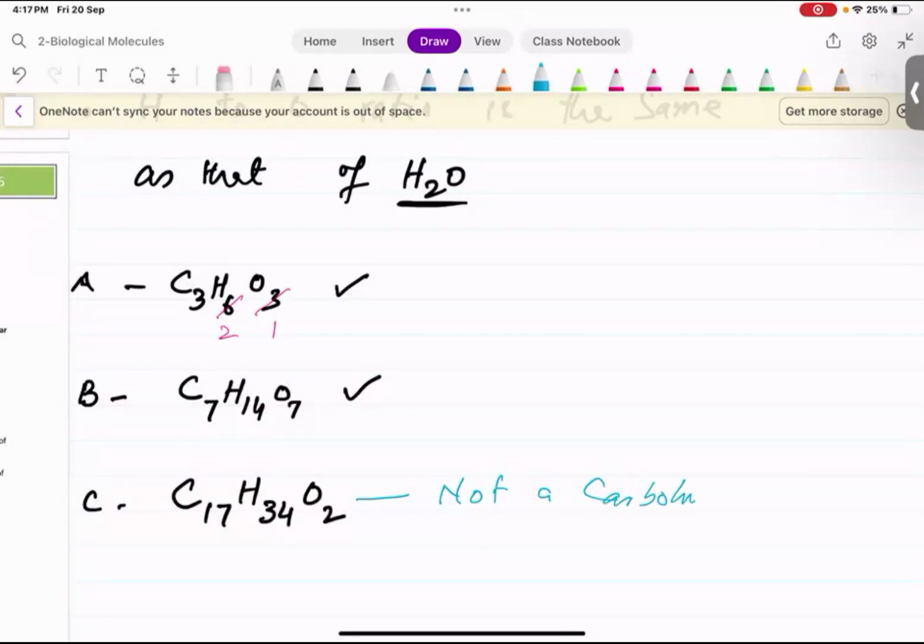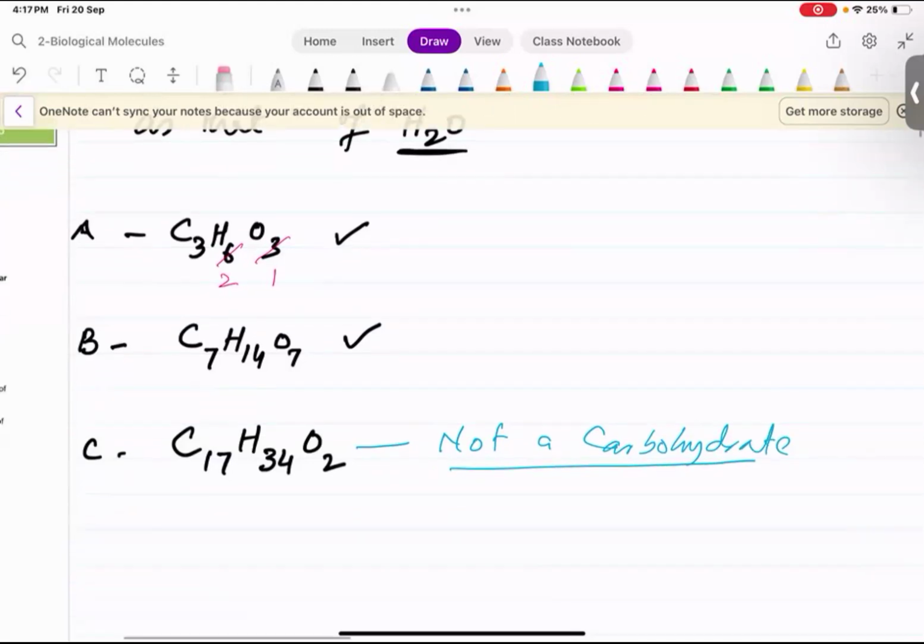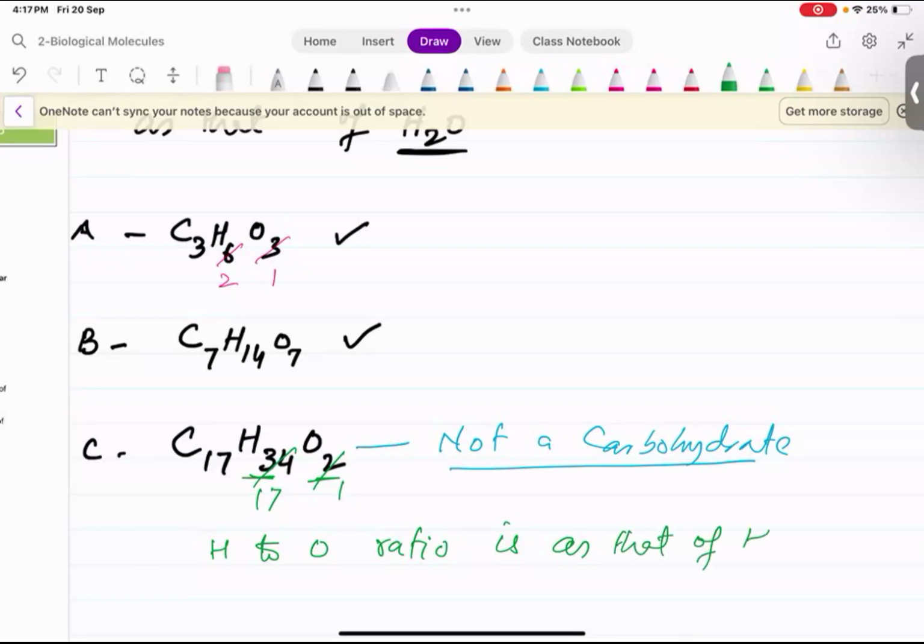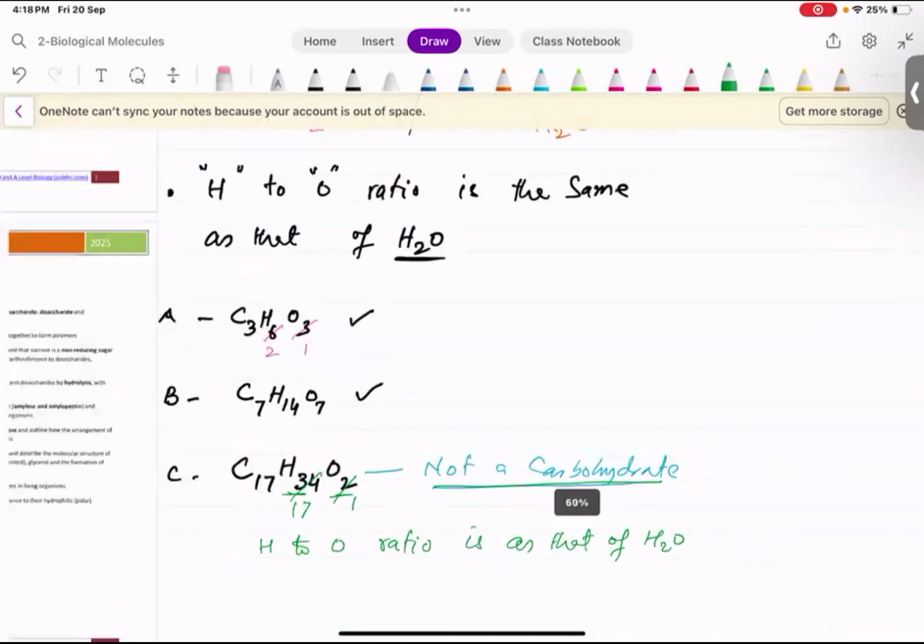Why? Yes, hydrogen to oxygen ratio is not the same as that of H2O. If we simplify it, this would not make H2O. Okay. So hydrogen to oxygen ratio is not as that of water. So this is not a carbohydrate. So this is how we can identify carbohydrates.